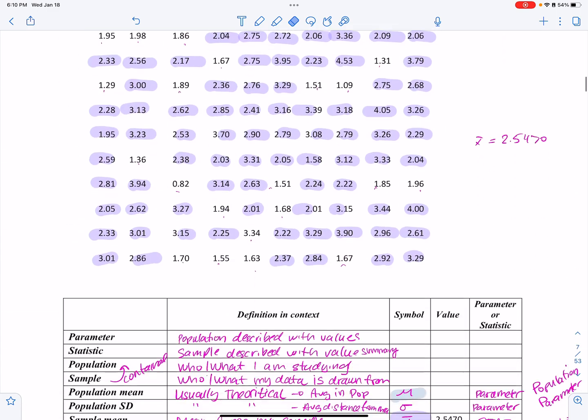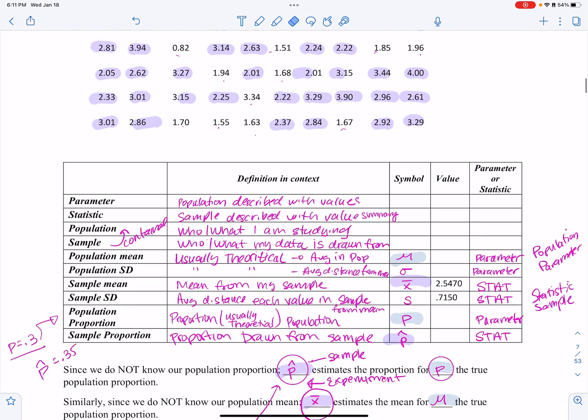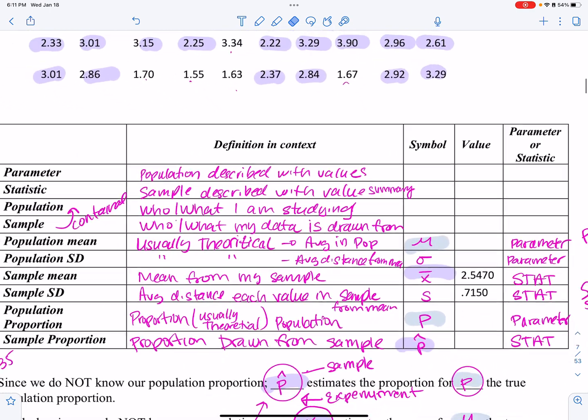All right, you have now a sampling distribution class notes. Now I have it highlighted here. I'm going to talk about why I have it highlighted here in just a moment, but I want to talk about each of these definitions here.